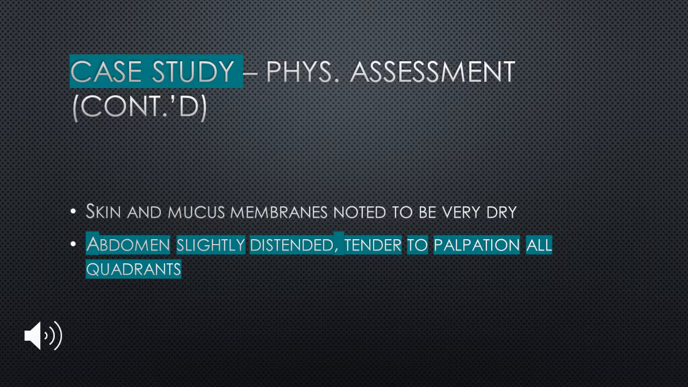Other findings on your physical assessment, you also note that his skin, his mucous membranes are pretty dry. But again, you're expecting that just because you're presuming a little bit of dehydration with his vomiting and diarrhea. But given his tummy troubles, so to speak, you do a quick examination of his abdomen and you notice it appears slightly distended.